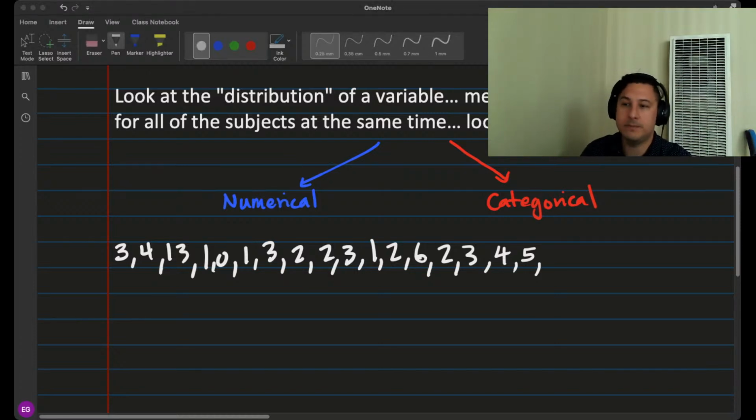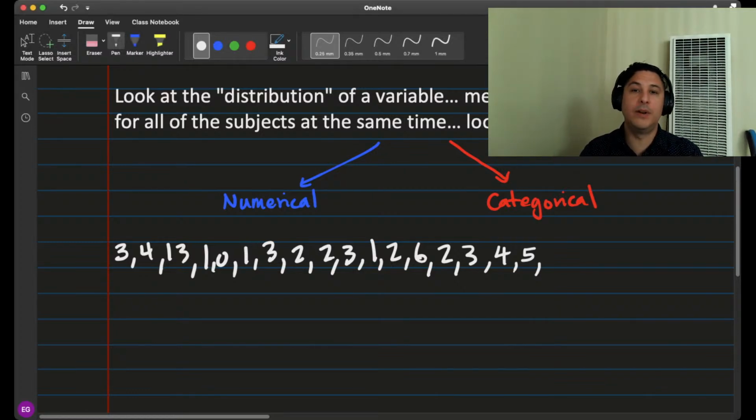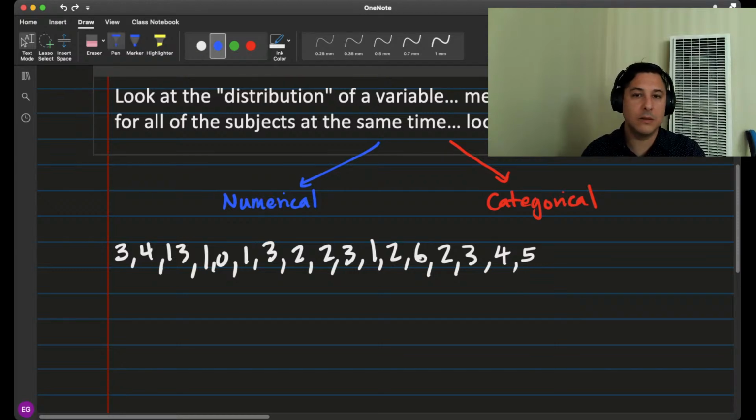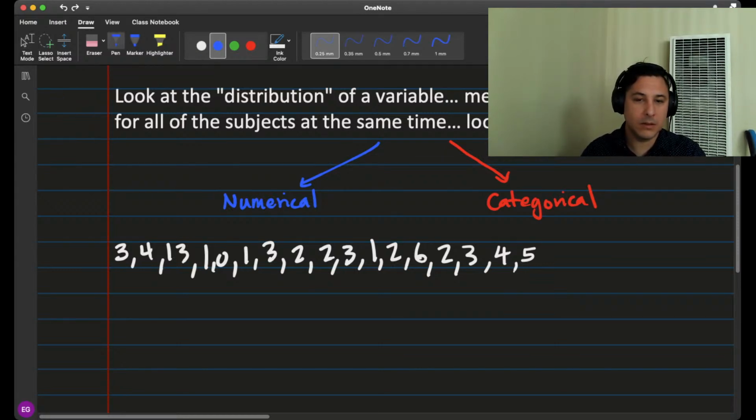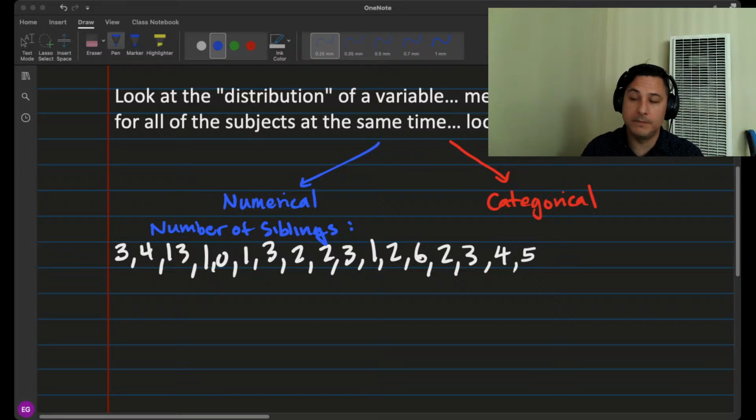So we have numbers here. This could be the variable number of siblings. You would see it in Wolfram as a column. So let's call this variable number of siblings. And it's definitely numerical.